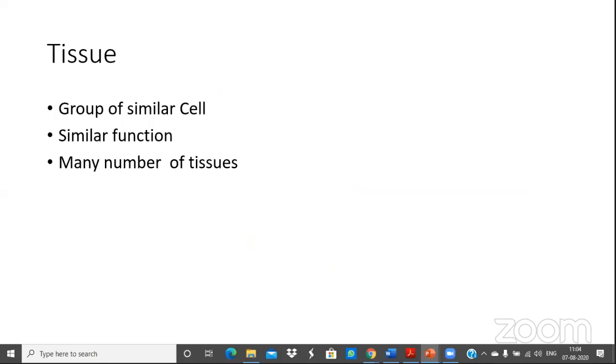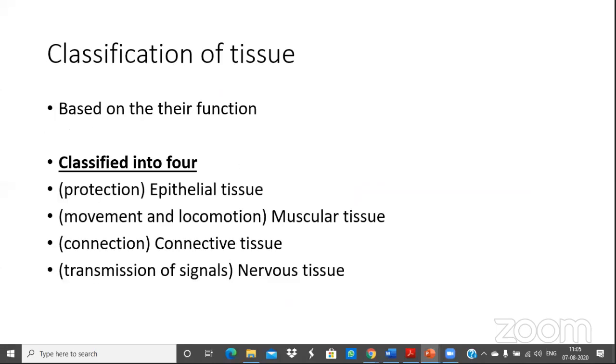Right. Simple to write: what is tissue? Tissue is a group of similar cells that does a similar function. Okay. There are many tissues. We cannot remember all of them, but these tissues are classified based on their function. They are classified in the following way.